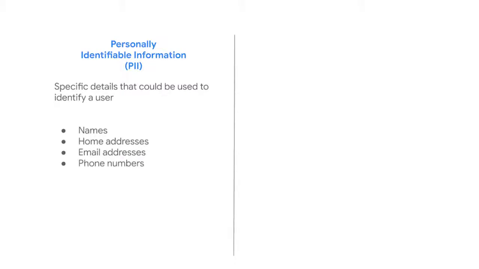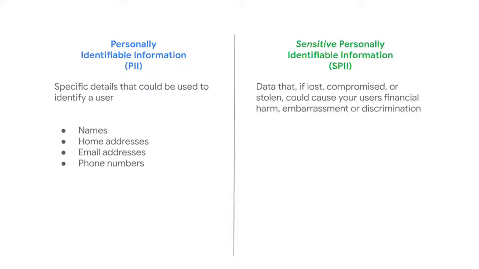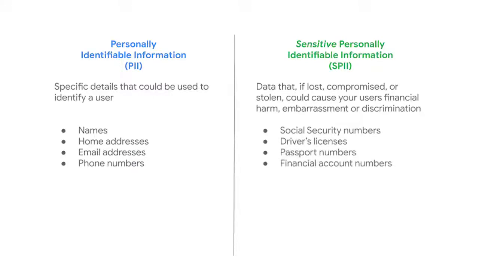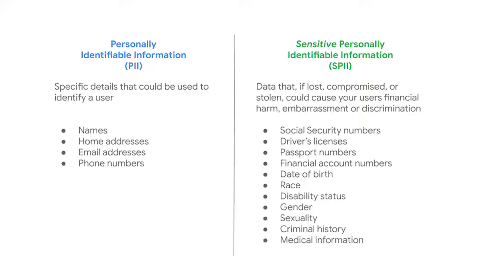The other type of data is sensitive, personally identifiable information, or SPII, and it's even more critical. SPII is data that, if lost, compromised, or stolen, could cause your users financial harm or embarrassment, or potentially lead to their being discriminated against. This includes social security numbers, driver's license numbers, passport numbers, financial account numbers, date of birth, race, disability status, gender, sexuality, criminal history, and medical information.